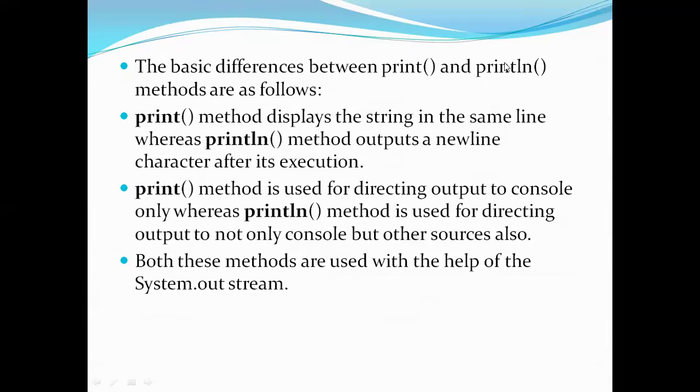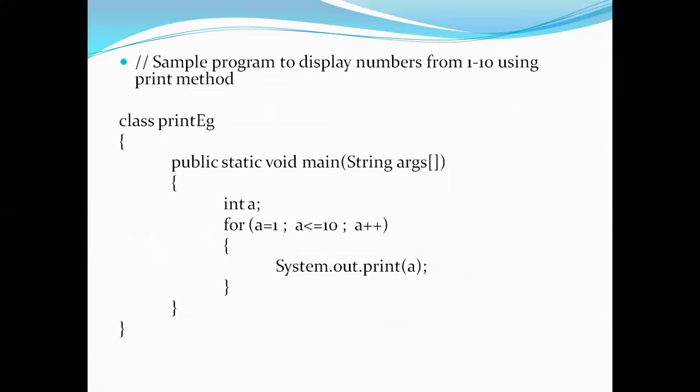That's the difference here. Now just see the definition. The print method displays the string in the same line, whereas the println method outputs a new line character at the end of its execution. And the print method is used for directing output to console only, whereas the println method is used for directing output to not only console but other sources also. Both these methods are used with the help of the System.out stream. As it is related to writing the output, it is related to System.out stream, whereas in the previous one we have seen System.in stream. Now let's see some examples of these three methods.